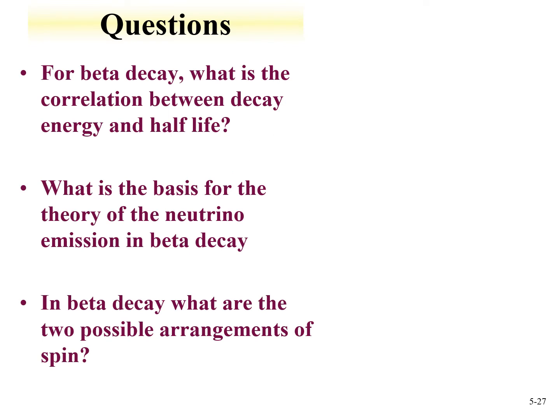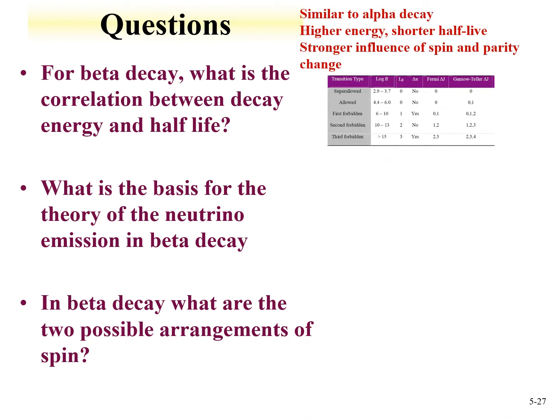Questions that you should be able to answer based upon the lecture are provided here. One is, in beta decay, what is the correlation between decay energy and half-life? In alpha decay, we discussed and showed that a higher alpha decay energy correlates with a shorter half-life. We see the same sort of trend with beta decay, higher energy, shorter half-life. However, we see a stronger influence of spin and parity change. We even discussed whether or not a transition can be superallowed, first, second, or third forbidden. We talked about how that forbiddenness or allowedness is related to whether or not there are spin changes and parity changes.